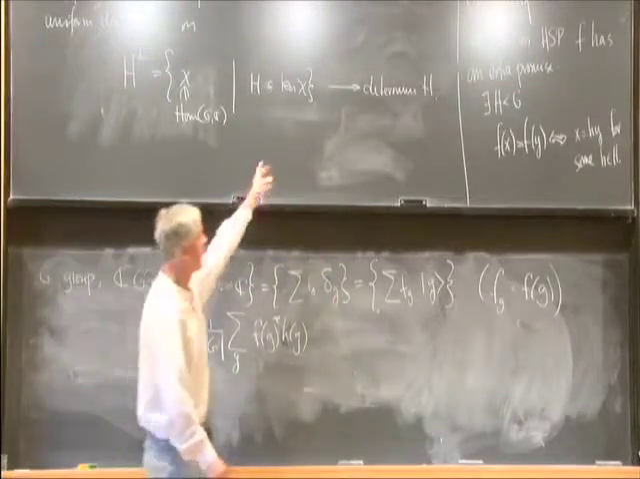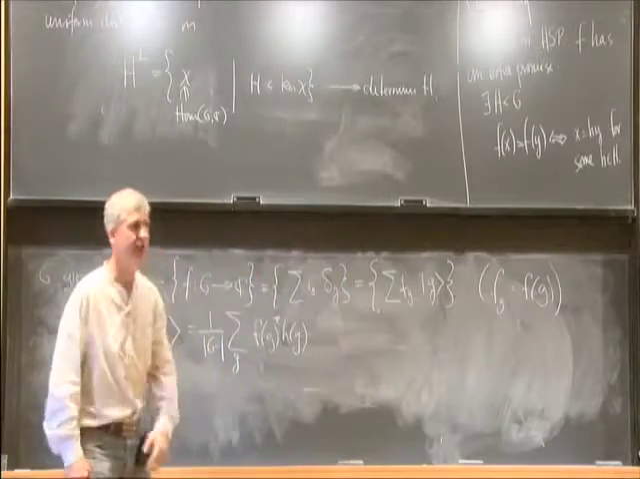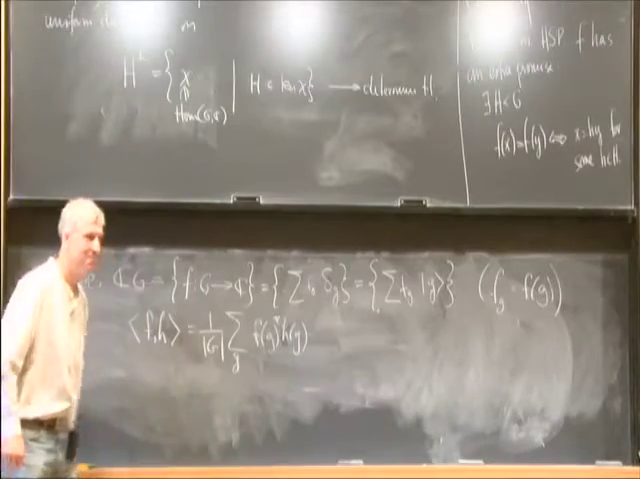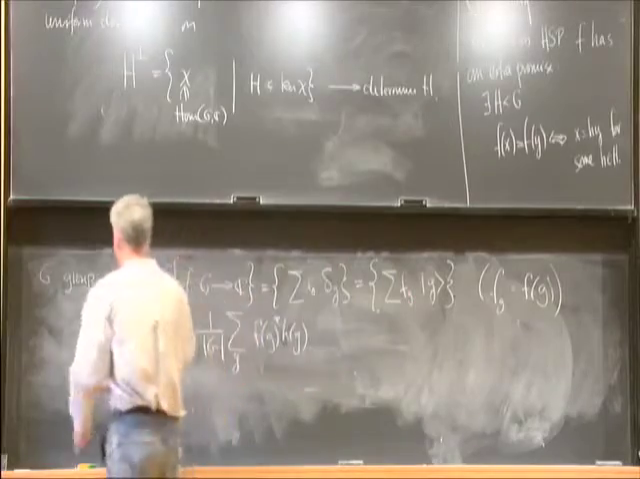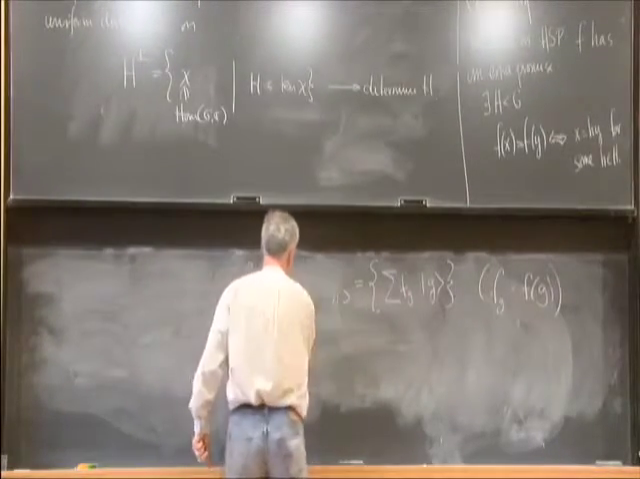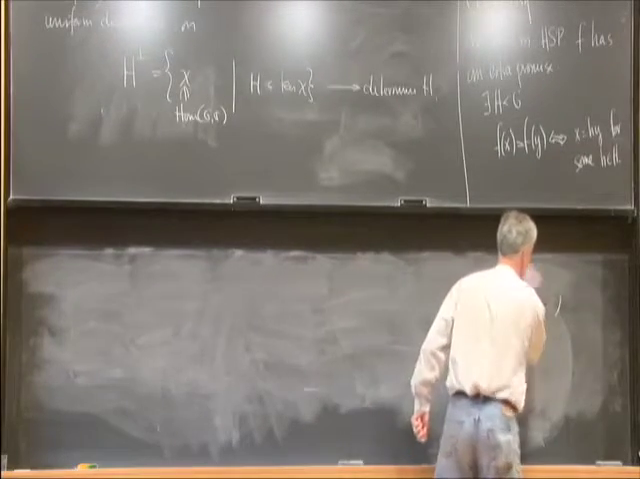Yes, good question. So that's what this arrow does. In fact, H is the intersection of the kernels of all of the elements in H-perp. Yes. In the abelian case, yes.